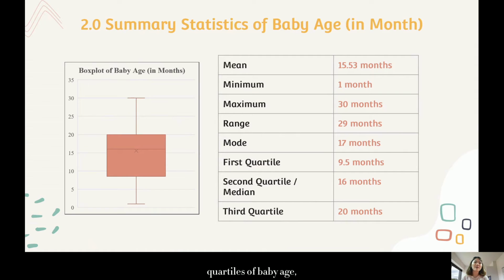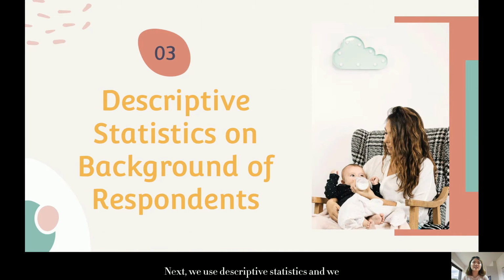By calculating the quartiles of baby age, the first quartile is 9.5 months, median, which is second quartile, is 16 months, and the third quartile is 20 months. So the box plot beside shows the data distribution of baby age is slightly skewed to the right. Next, we use descriptive statistics and we provide frequency tables and bar charts to show the background of respondents clearly.